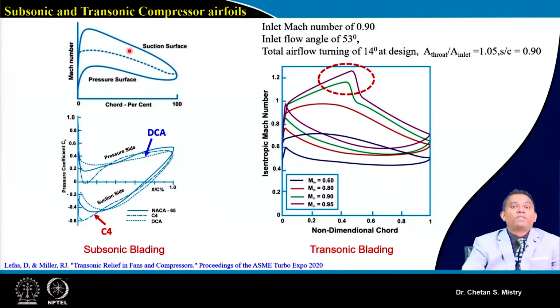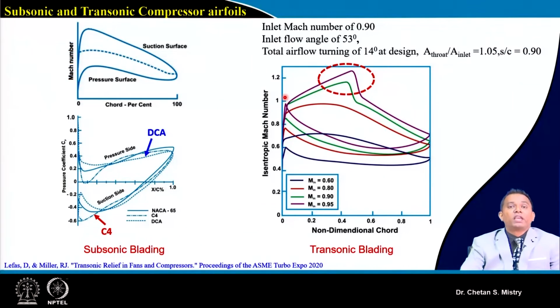Now suppose we consider a transonic aerofoil. This work has been reported by Cambridge University, Professor Miller. What they have done is they have taken a transonic aerofoil having an inlet Mach number of 0.9, an inlet flow angle of 53 degrees, a flow turning angle of 14, and an area ratio, which we will discuss very soon, of throat area to inlet area of 1.05, and a pitch to chord ratio of 0.9.